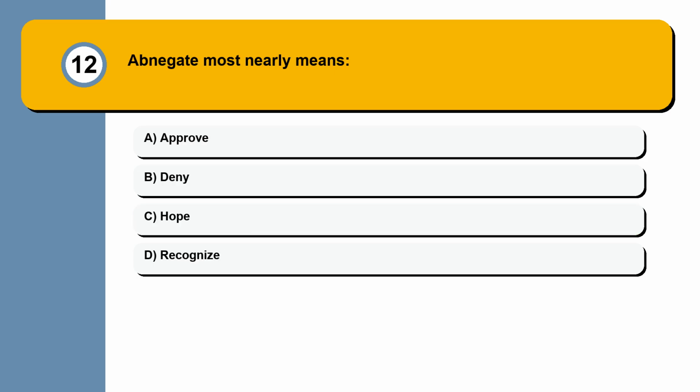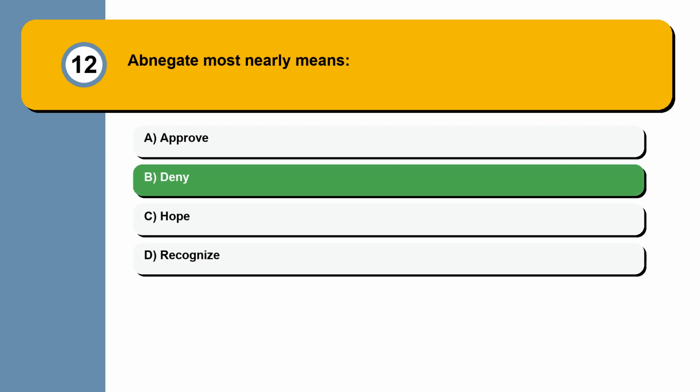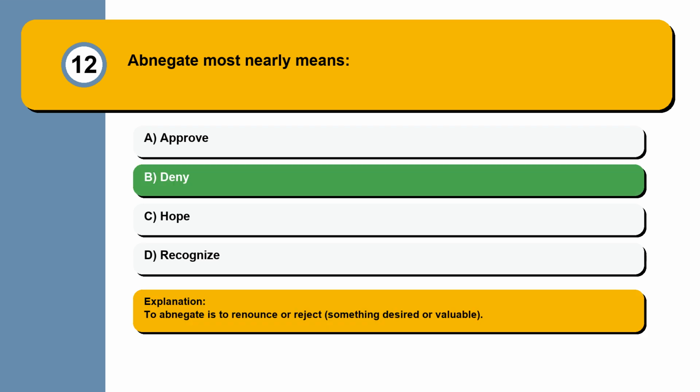Question 12. Abnegate most nearly means approve, deny, hope, recognize. To abnegate is to renounce or reject something desired or valuable.